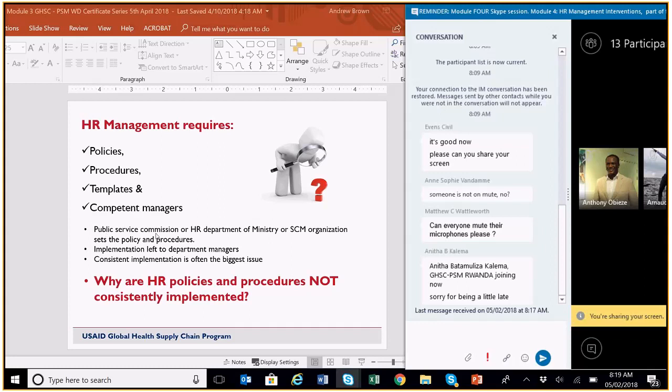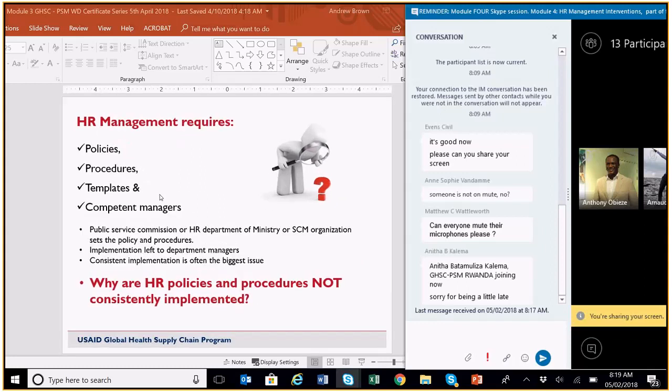So often the Public Service Commission or the HR department or ministry or organisation sets the policies and procedures. The implementation is usually left to department managers, and one of the issues is consistent implementation by managers. I hear in my role lots of people who complain about HR policies and procedures not consistently implemented. I'd like you to take the time in the chat just to note, why do you think human resources policies and procedures, where they are present in an organisation, are not implemented properly? Why are these procedures not implemented properly from your experience?